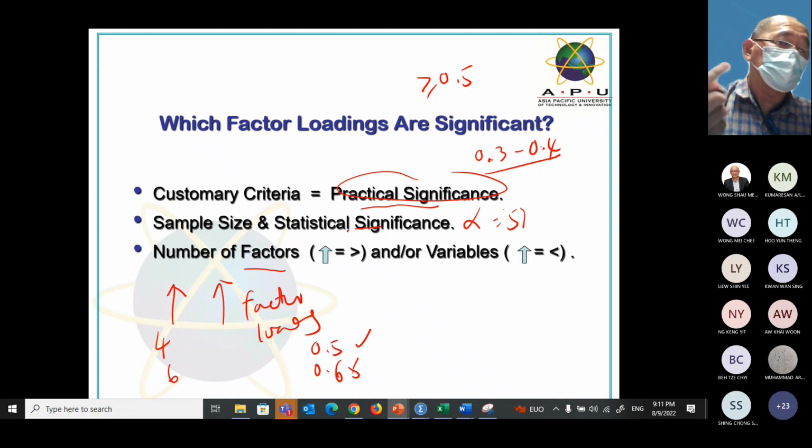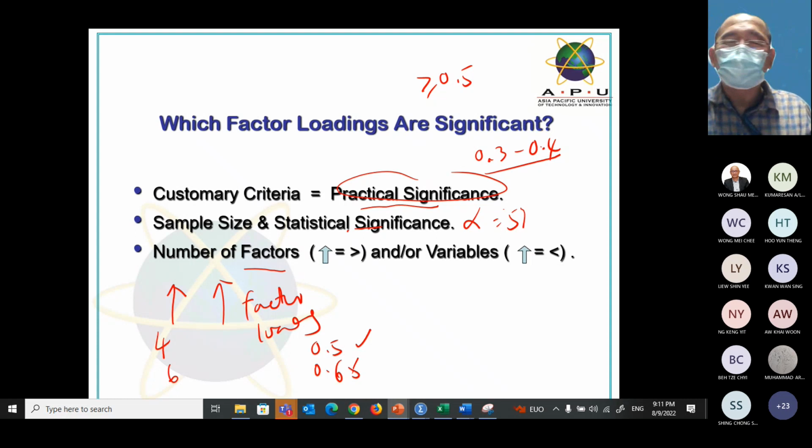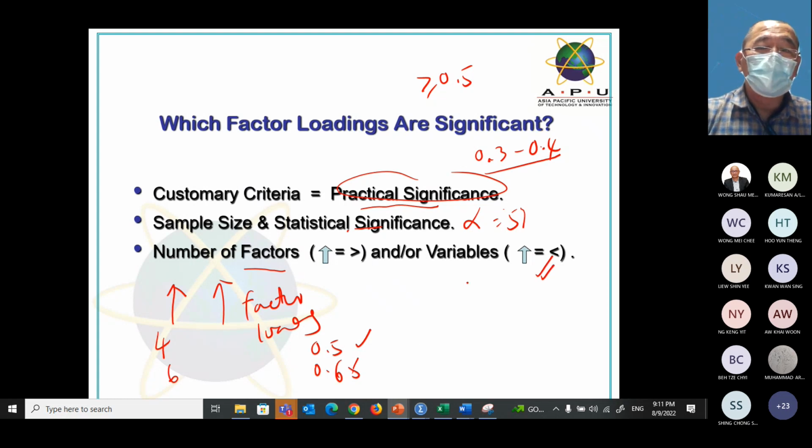Means you should not simply increase the factors, because if you increase factors, they will share the loading among many factors. Actually, therefore, it's not too good. So try to keep it maybe 4 or 5, depending on your number of variables. But variables can increase, can be more. When variables increase, the factor loading actually drops. You can see here is more, but here is less.